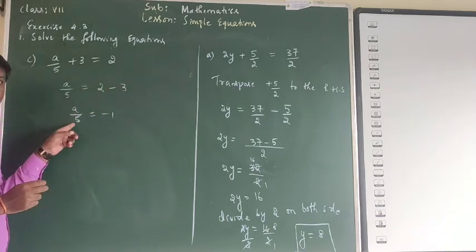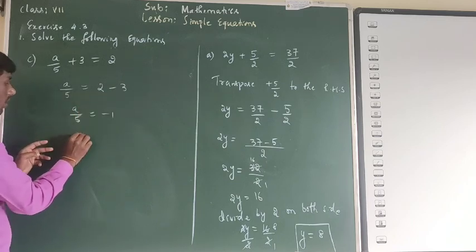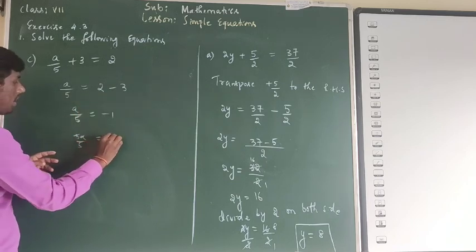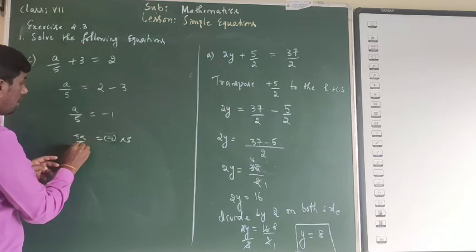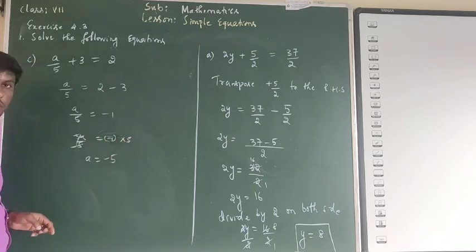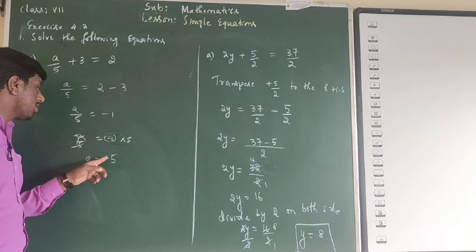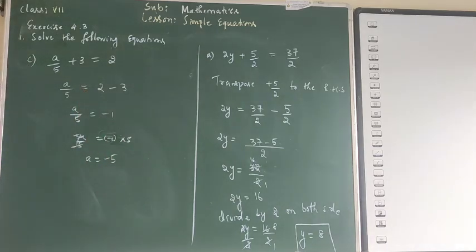So here you can observe that a is divided by 5. In order to remove that, multiply by 5. So 5 into a by 5 is equal to minus 1 into 5. The 5s cancel. A is equal to minus 1 into 5, which is minus 5. 5 into 1 is 5, plus into minus is minus. Clear? So a is equal to minus 5.